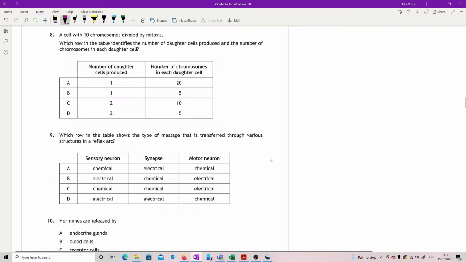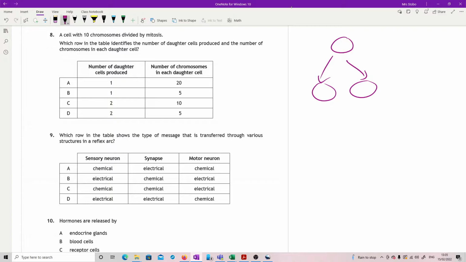Question 8. A cell with 10 chromosomes divided by mitosis. Which row in the table identifies the number of daughter cells produced and the number of chromosomes in each daughter cell? Right, this is your definition for why mitosis is important. Okay, you start with the mother cell. It divides to produce two daughter cells. And what is essential is that however many chromosomes were in the mother, you have in the daughter cells, they must be identical, otherwise you have problems with normal things happening. Okay, so I get two daughter cells and they all should have 10, so C.